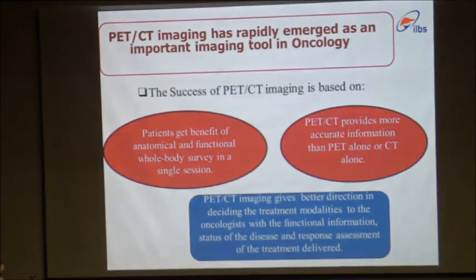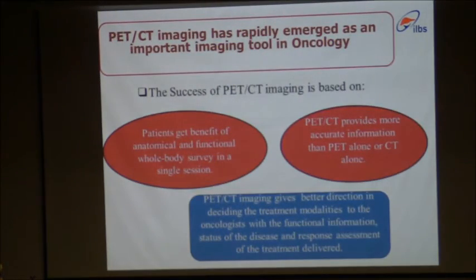So PET-CT imaging has rapidly emerged as an important imaging tool in oncology, and its success is based on the patient getting the benefit of an anatomical and functional whole body survey in a single session. PET-CT provides more accurate information than PET alone or CT alone. PET-CT imaging gives better direction in deciding the treatment modalities, giving the oncologist functional information, status of the disease, and response assessment of the treatment delivered.